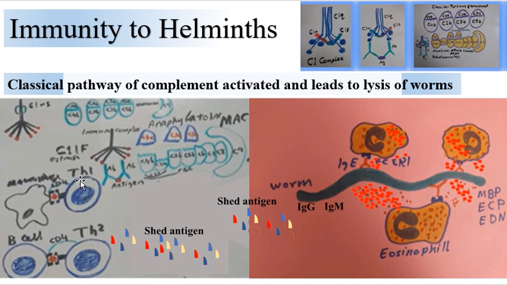Activated T helper 1 will produce interleukin 2 that activates T helper 2 and B cell. So B cell and T helper 2 will cooperate together and produce antibodies of IgG and IgM. So these antibodies will interact with complement component 1, C1q, and this will lead to activation of the classical pathway of the complement, and this results in formation of the membrane attack complex and anaphylatoxins, which lead to lysis of worms.